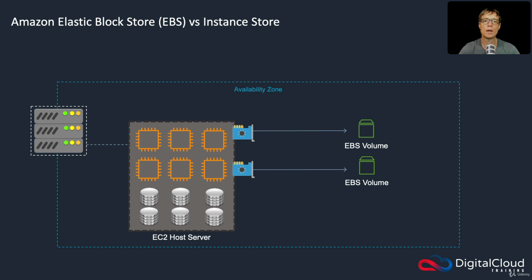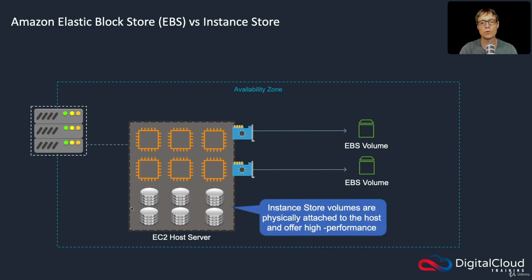So there's another concept that you need to understand with EBS, and that is the instance store. The instance store is slightly different to the EBS volume. So we have our EC2 host server, and as you know, EC2 instances are virtualized, so they run on an underlying physical server that has physical hardware. You then actually connect to your EBS volume over a network using a network adapter.